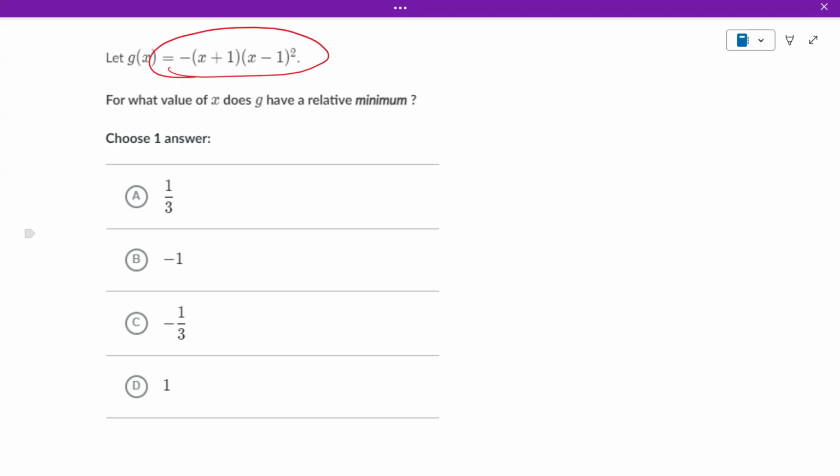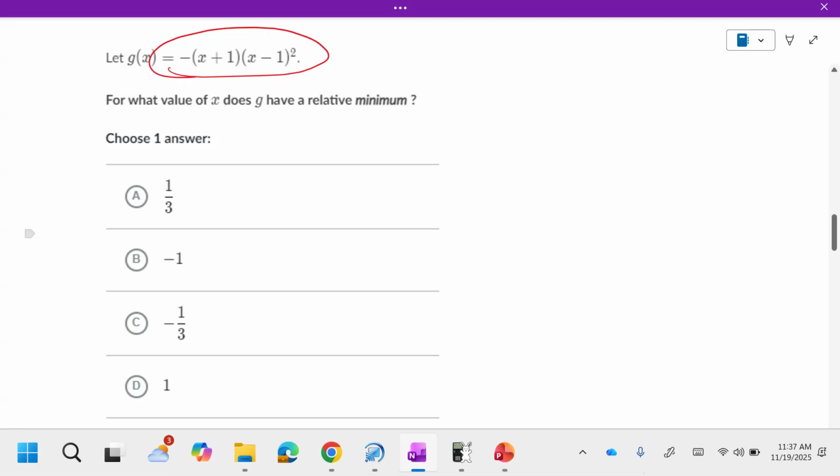Because this would be a combination of the product rule and the chain rule. Nobody wants to do that. So what would it look like?